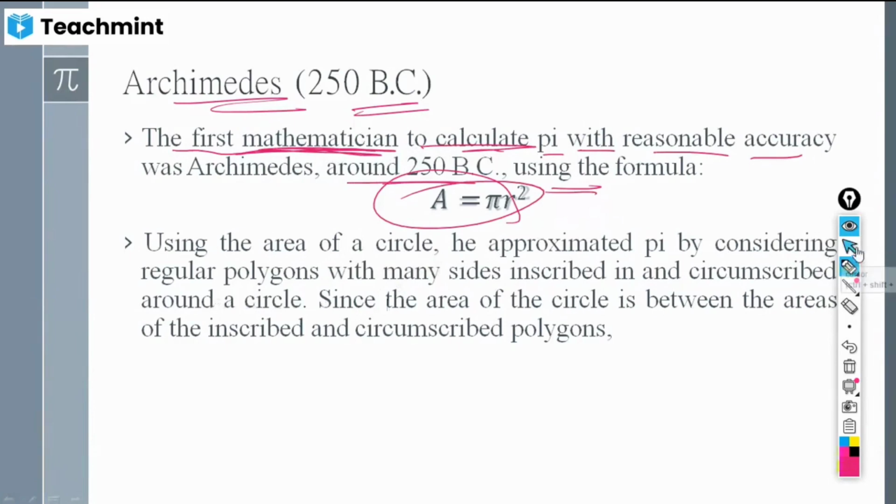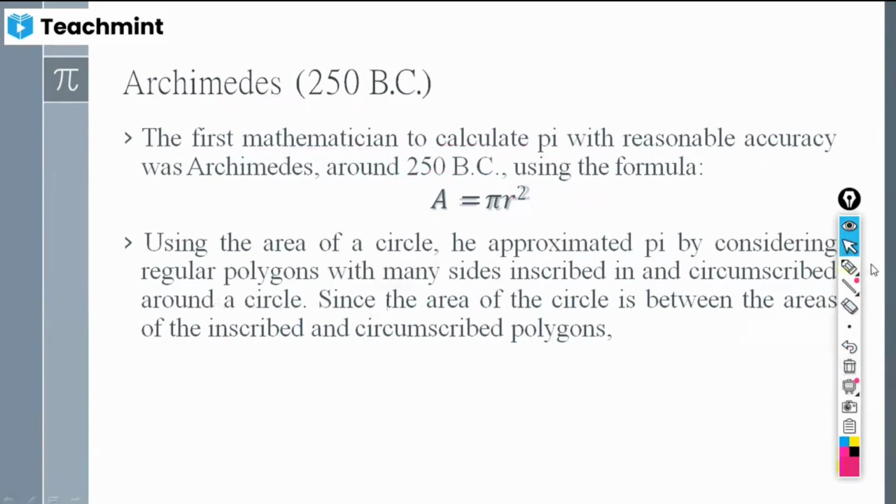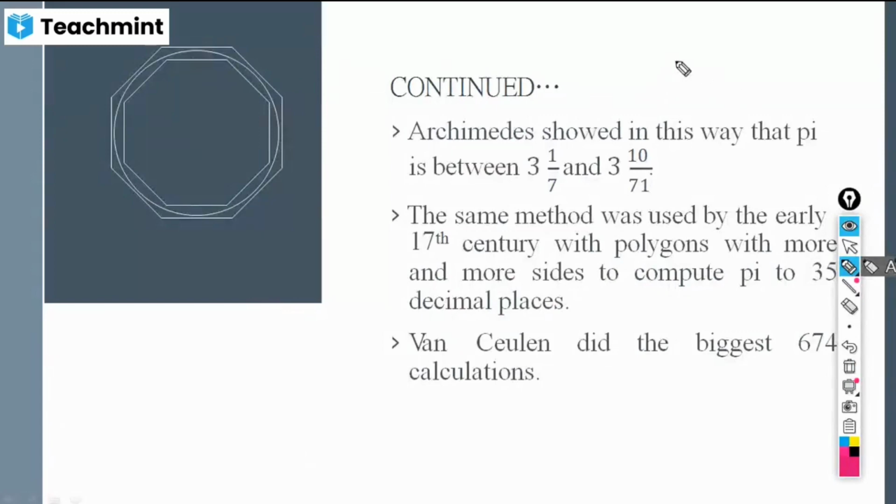So what he did, see, you can observe a polygon here, right? Assume there is one circle. If there is a circle in this way, what was the basic principle Archimedes used to find out the value of pi? Just have your concentration on the screen. If this is a circle, he would inscribe a square within that circle. Thereafter, he used to circumscribe a square outside the circle.